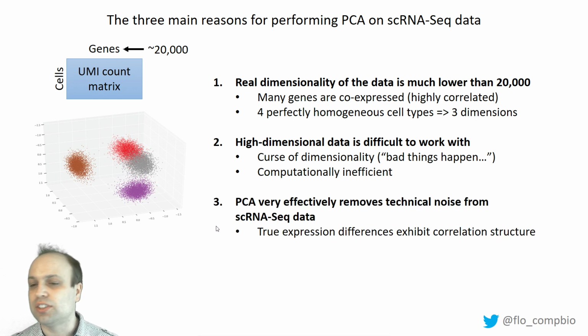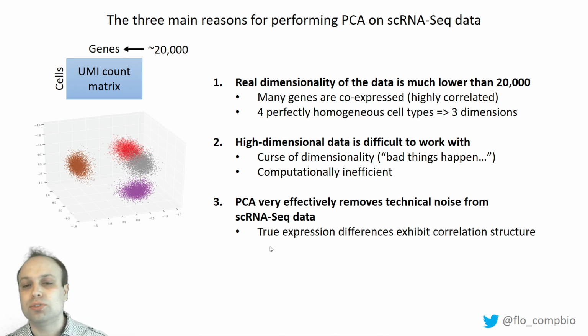And the third reason, which I think is often not appreciated enough, is that PCA is actually also doing a lot of good work in terms of separating noise from true biological expression differences. The reason for that is because PCA looks for correlation structure or covariance, and like we discussed, because of the co-expression, there's a lot of correlation structure typically in expression data, and the PCA is going to pick up on that, and so it's going to pick up on these biological expression differences very, very well.